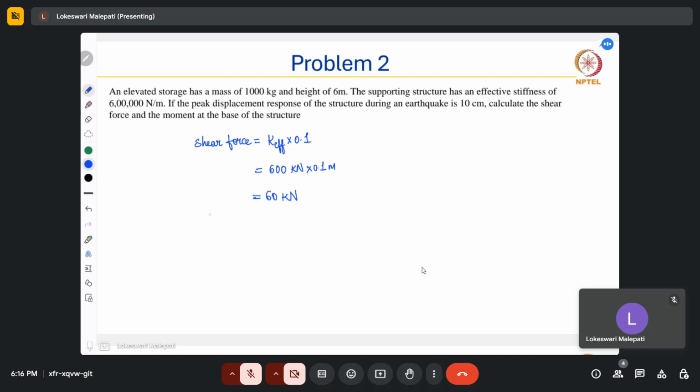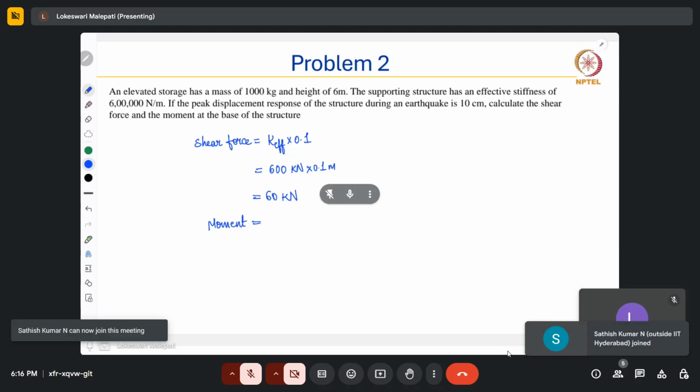So now the base moment would be the height multiplied by this force, right? 360 kilonewton meter. Yes, 360 kilonewton meter.